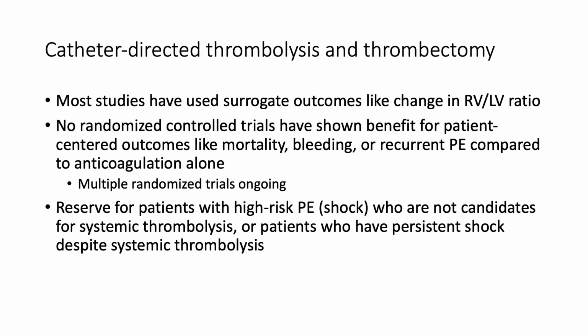So there aren't any studies of these that actually show improvement in patient outcomes. Most studies use surrogate outcomes like the change in the RV to LV ratio, but no one has actually proven that these reduce mortality, bleeding, or recurrent PE compared to anticoagulation alone. There are some big randomized trials going on, including some here at the University of Utah. So currently, I would say that these catheter-directed therapies should be reserved for patients with high-risk PE who are not candidates for systemic thrombolysis or patients who have persistent shock despite systemic thrombolysis. But I don't think that they're probably indicated for most patients with intermediate risk PE.